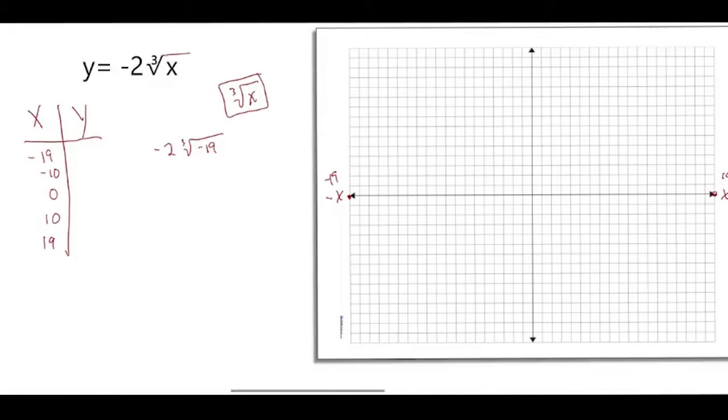So what I'll do with that is I'll take that and I will hit times -2. And I will get positive 5.34 approximately. Okay. And because I know the shape of this, I'm going to know that the opposite of this will be the y value for 19. But we'll get to that in a minute. All right. So now let's do it with -2 and take the third root of -10.